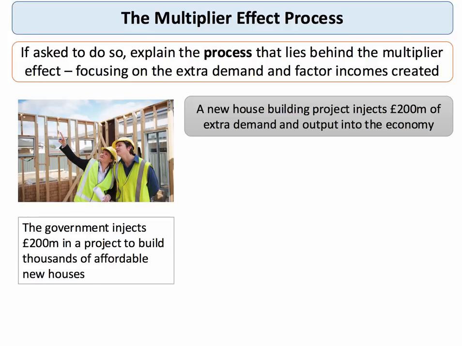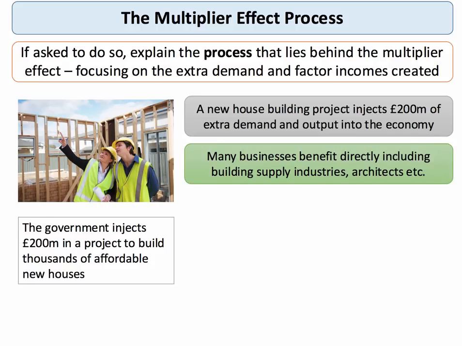The project itself, if the project runs to budget, is going to be worth £200 million of extra output for the construction sector. It's going to generate some extra demand and GDP. But then we start to think about the likely multiplier effects.